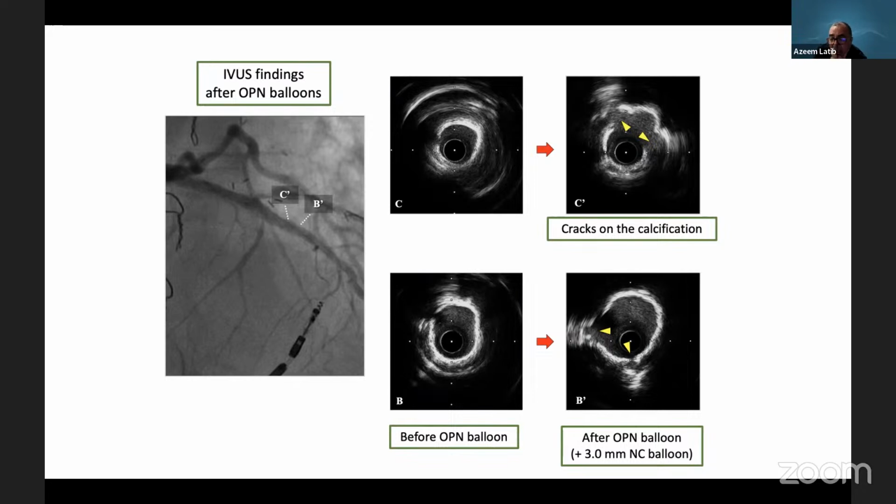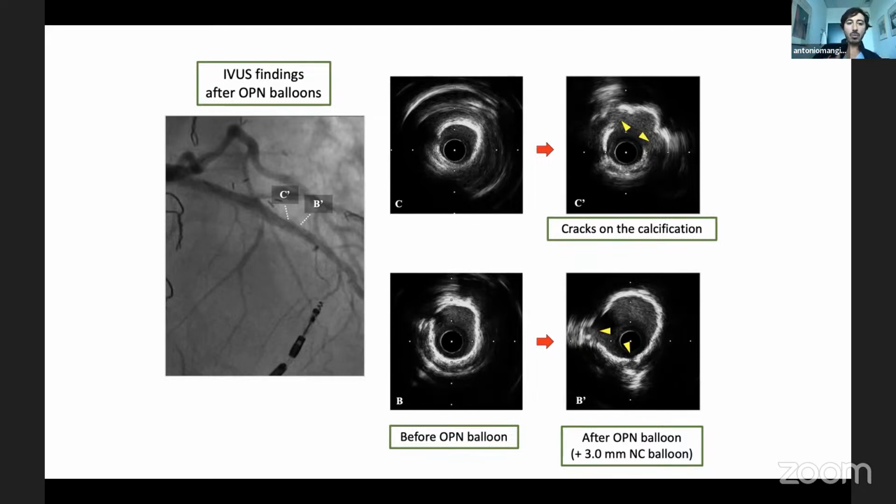There's no other way. So usually I put a parallel wire just for safety reasons if you have a big dissection. But usually what I observe, Asim, with the OPN is that you nicely prepare the vessel, and you have no advanced dissection after lesion preparation with the OPN.